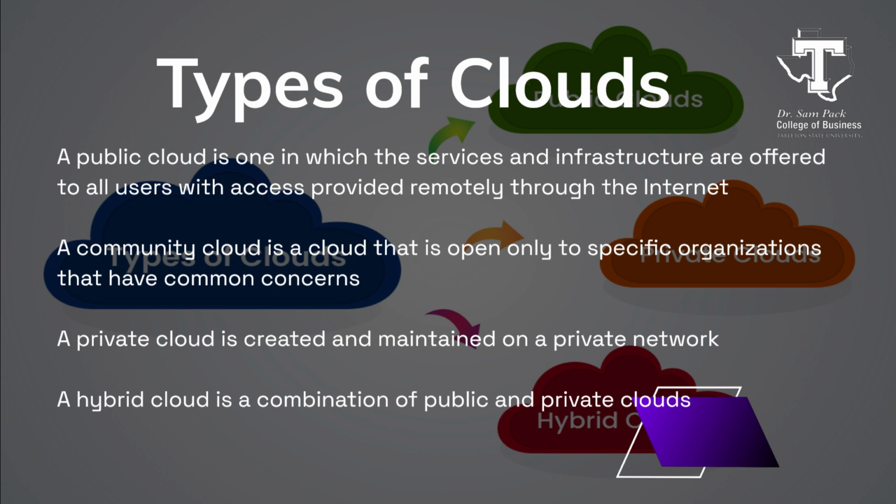Community cloud. Think of this as a private club. It's only accessible to specific organizations that share similar concerns or goals. This type of cloud allows those organizations to collaborate and share resources while keeping things more secure than a public cloud. Private cloud. This is a cloud just for one organization.